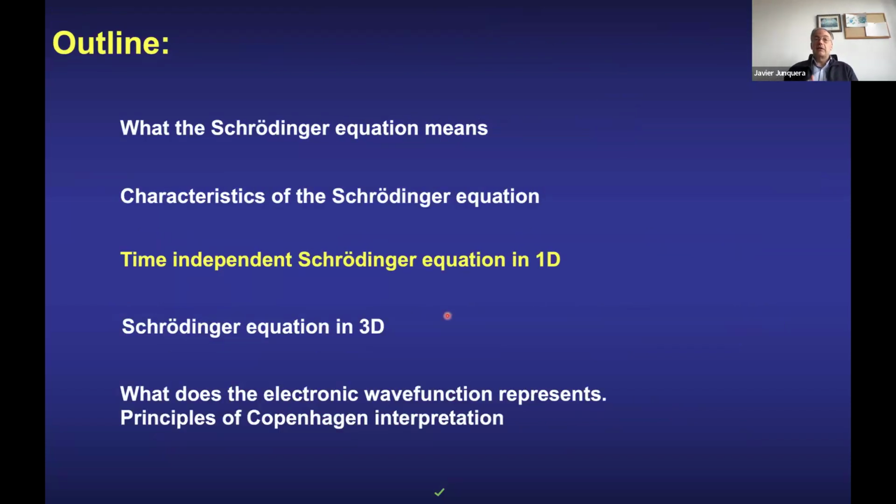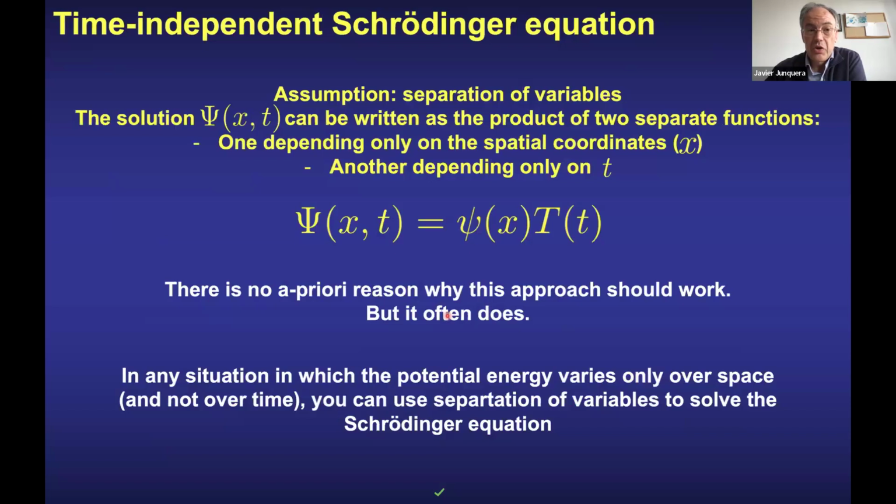Okay, so let's move to the next point in our menu. The next point in our menu is to explain the time-independent Schrödinger equation in this very simplified one-dimensional case. Here, we are going to make one assumption, and the assumption is that we can separate the variables. Remember that we have this object that is the solution of the Schrödinger equation. It may depend on the position and time. So our assumption here is that we can separate the variables.